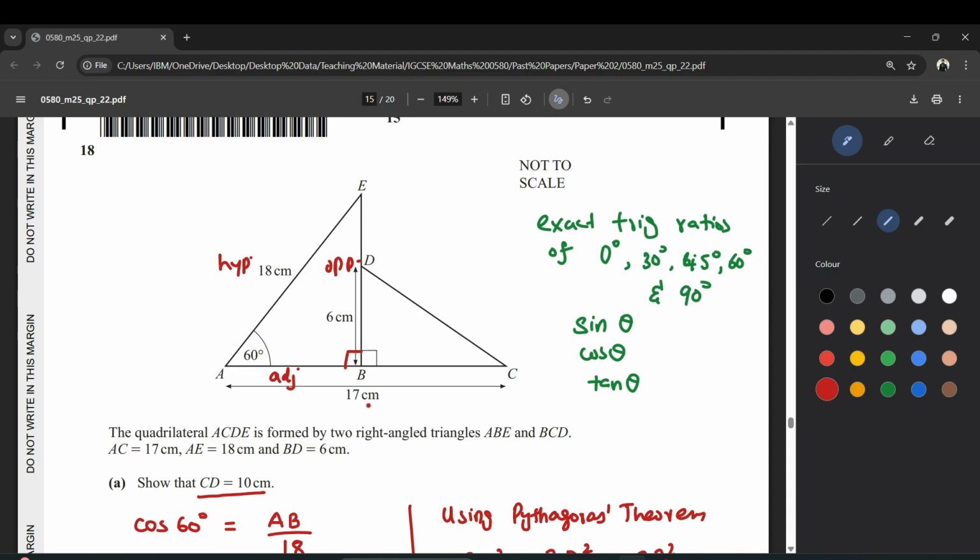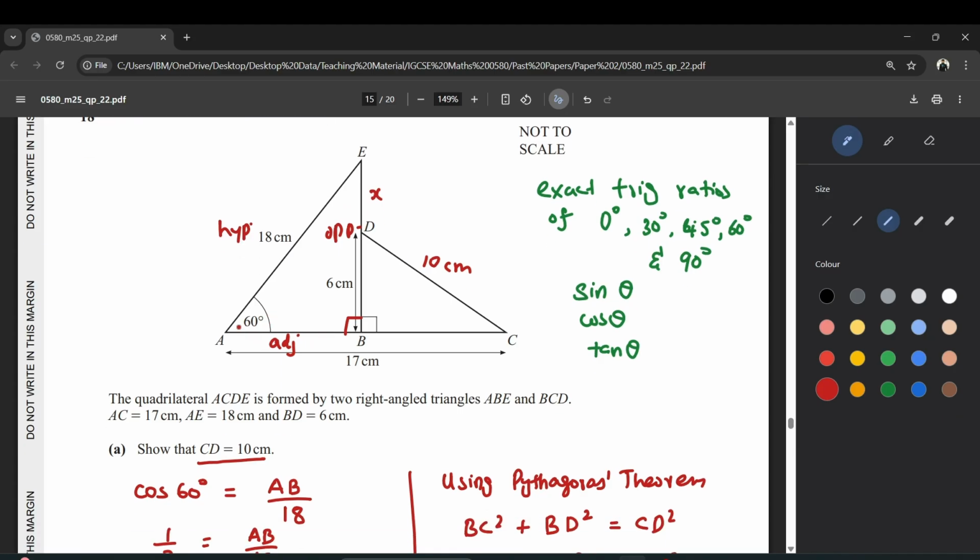So A to C, that is 17, C to D, that is 10 centimeters, and A to E, that is 18. The only problem is that I don't have this value, which is ED. So this is what I need to find out. We have already used the trigonometric ratio once, right? We can also use it again. The first time we used it was to find the adjacent, but this time we can use it to find the opposite side. Also, you can use Pythagoras theorem as well.